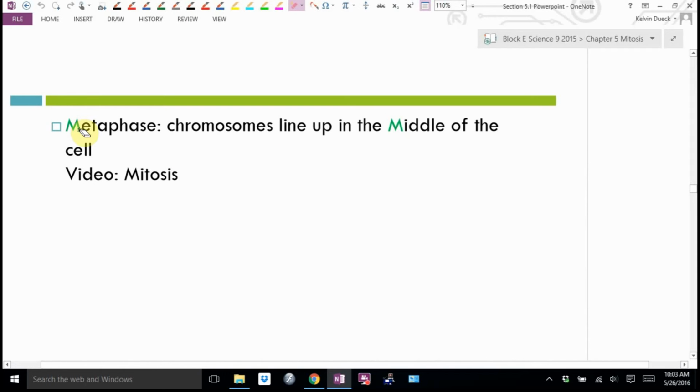Metaphase begins with an M. In metaphase, the chromosomes line up in the middle of the cell. I think we wrote that little bit down.